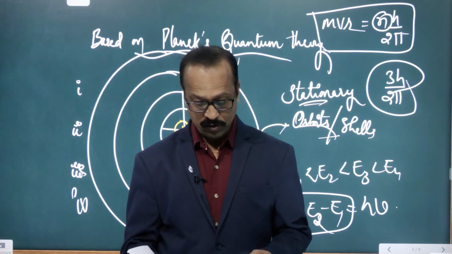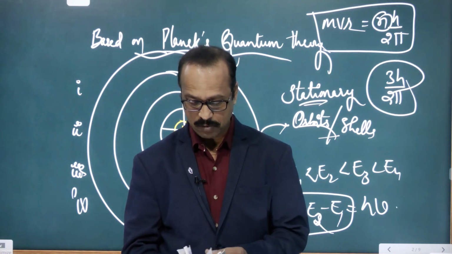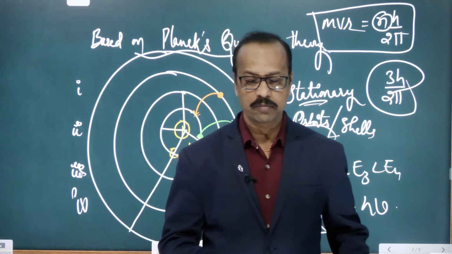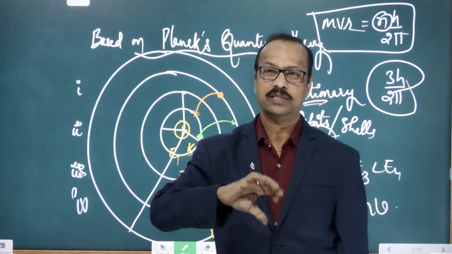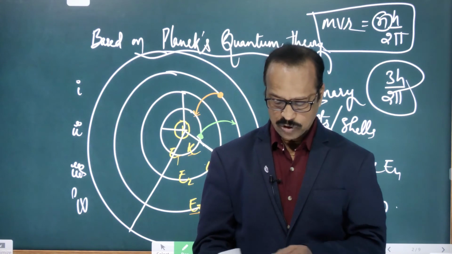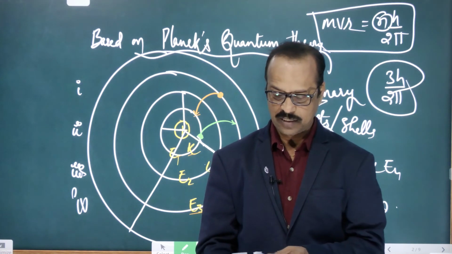Then we discussed the new concepts of atomic number and mass number. The number of protons in an atom is called the atomic number. The sum of the protons and neutrons is called the mass number. This we discussed in that synopsis.